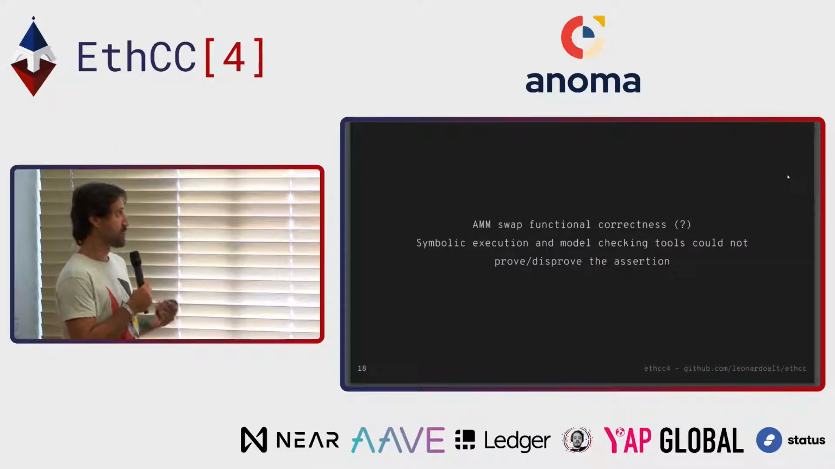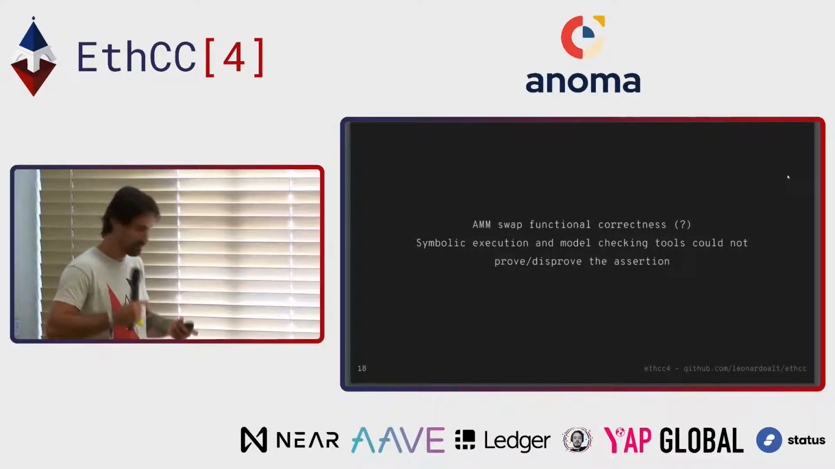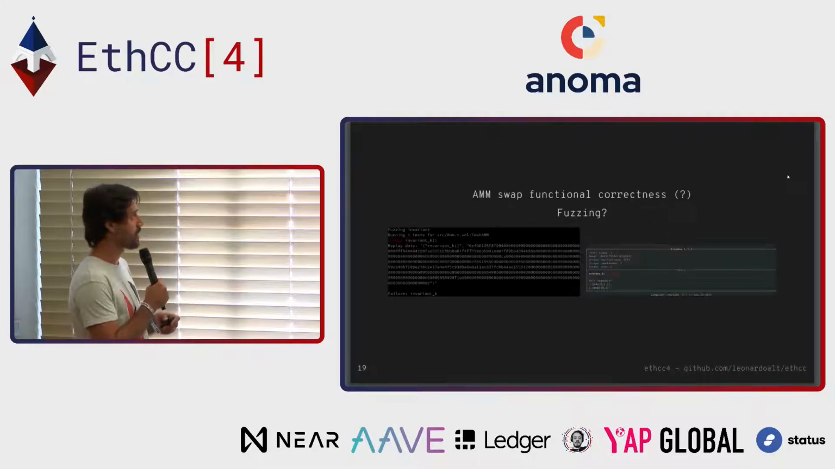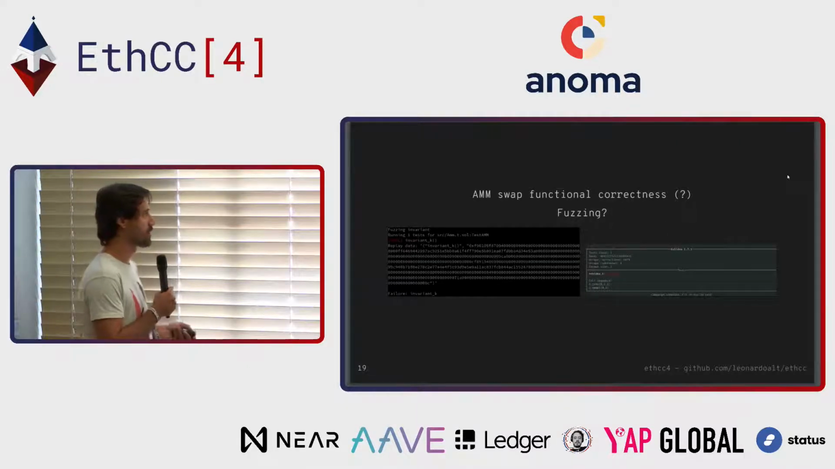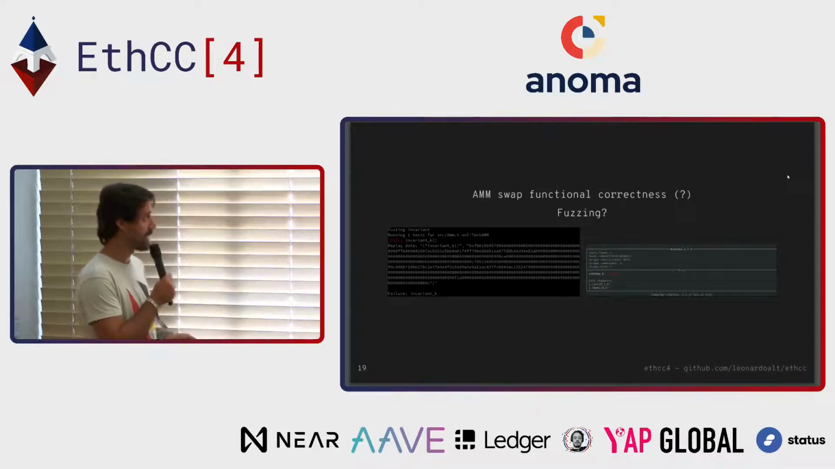So first, symbolic execution and model checking tools could not tell us anything. They did not prove the property, but they also did not disprove the property, meaning they just say, I don't know. So the next thing we can try is fuzzers. So here's hevm, and here's echidna, and actually both of them did break the assertion.